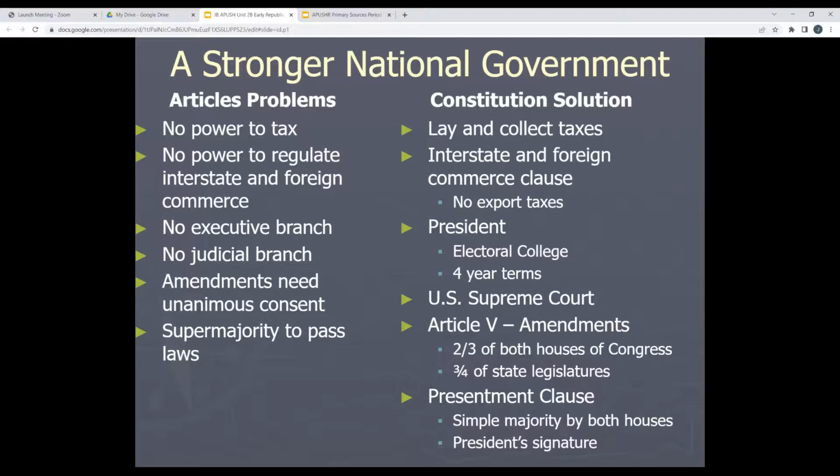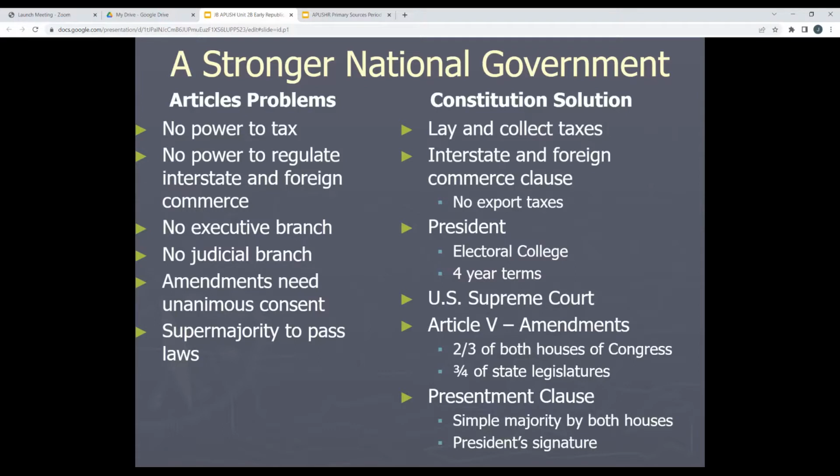That's interesting. Consider that. And then another article problem, or final problem here that we'll look at, supermajority to pass laws, meaning 9 of the 13 states. Well, Constitution solution. We won't make it that difficult, but we won't make it that easy. So we have the presentment clause. We have 2 houses, right? We have the House of Representatives, we have the Senate. All we need is a simple majority in each house. They both have to agree. And as part of checks and balances, the president can sign it into law as part of the process. He can also veto it if he figures that it is in violation of the Constitution or he doesn't think that it is a legit law.